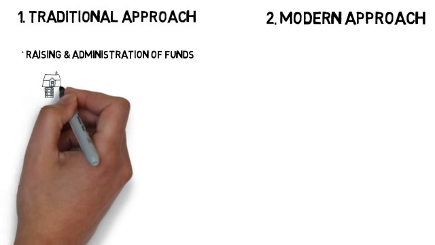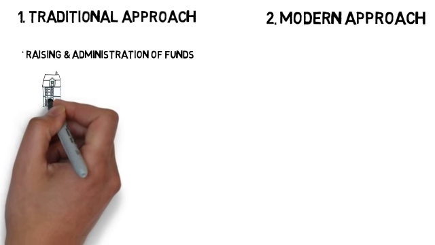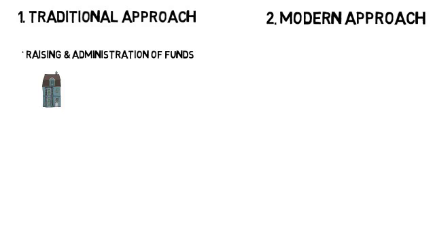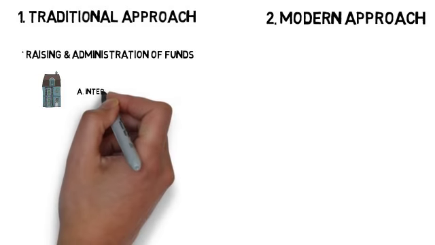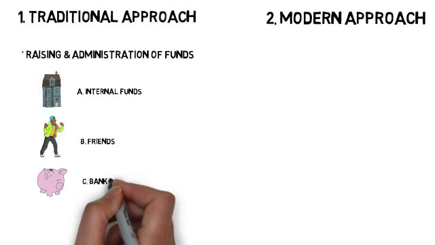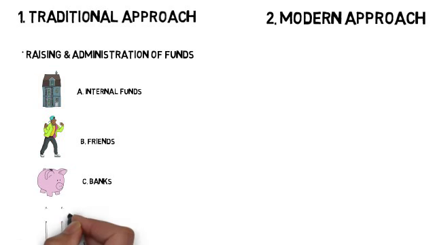So for example, if we wanted to start a company, how would we raise funds? A. We would do internal funding, that is put in our money. B. We would ask friends, relatives and fools. C. We would approach banks, LIC, etc. D. We would also issue equity, that is sell shares of our company and raise funds. The traditional approach guides us on all these aspects.